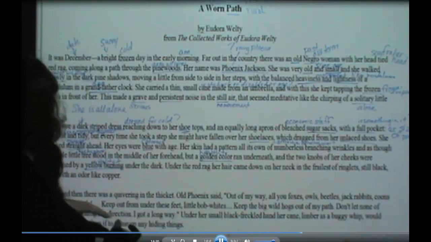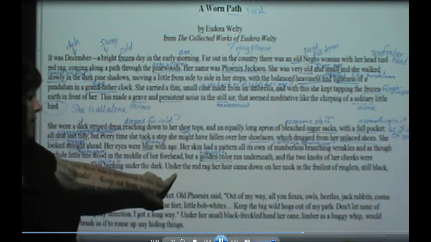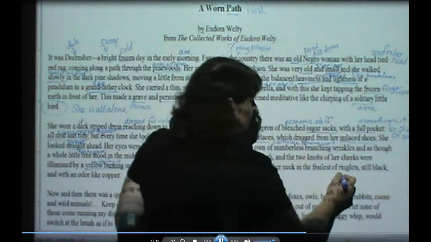And the two knobs of her cheeks were illumined by yellow burning under the dark. Under the red rag, her hair came down on her neck, and the frailest of ringlets, still black and with an odor like copper.